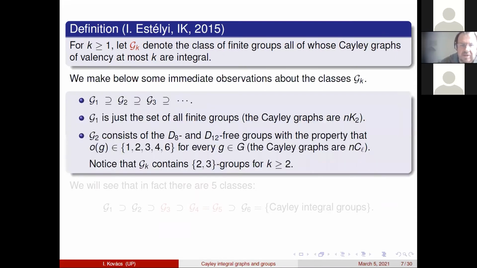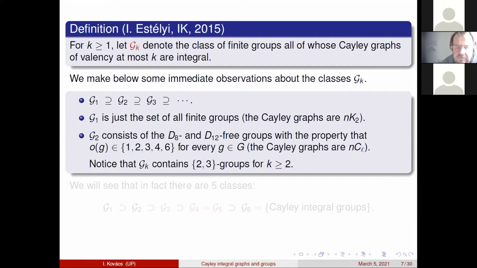So you can make some immediate observations from this definition. Clearly we have a chain of classes. The first two are maybe trivial. The first is clearly just all groups, because you have to consider graphs of degree 1, and these are disjoint copies of edges and always integral.